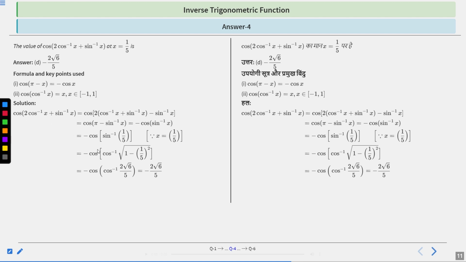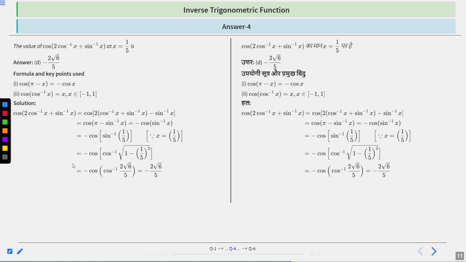Cos of 2 cos inverse x plus sin inverse x is equal to cos of 2 cos inverse x plus sin inverse x minus sin inverse x, right? What we have done, we have basically added sin inverse x and subtracted sin inverse x, right? Now, we know that cos inverse x plus sin inverse x is equal to pi by 2, right? So let's put it as pi by 2. Therefore, we will get cos of pi by 2 into 2 will be pi. Cos of pi minus sin inverse x, which is equal to minus of cos sin inverse x, right?